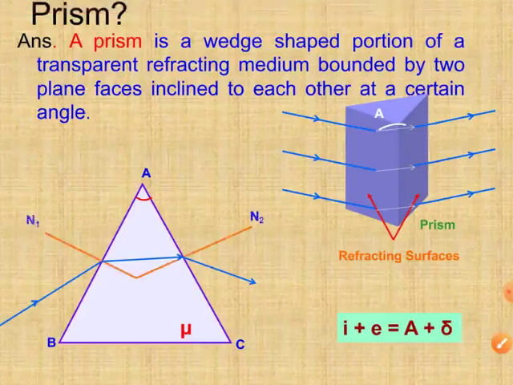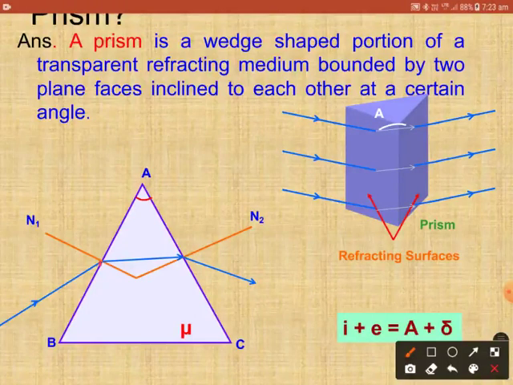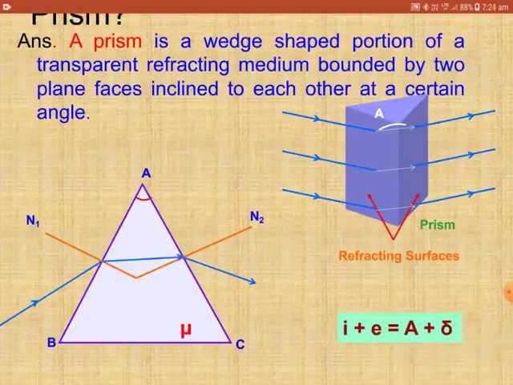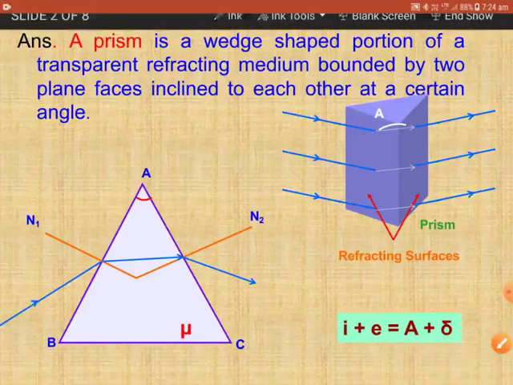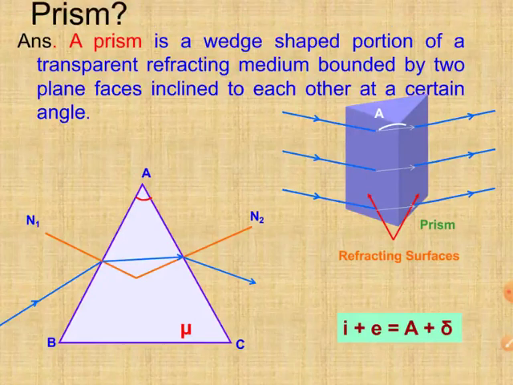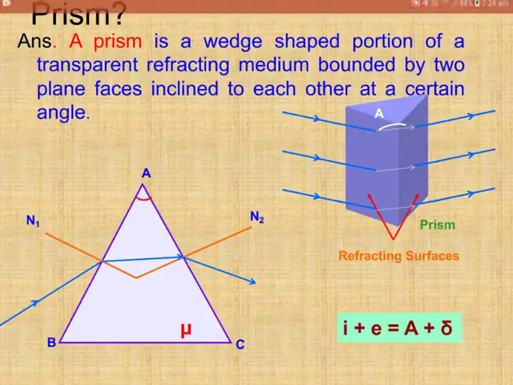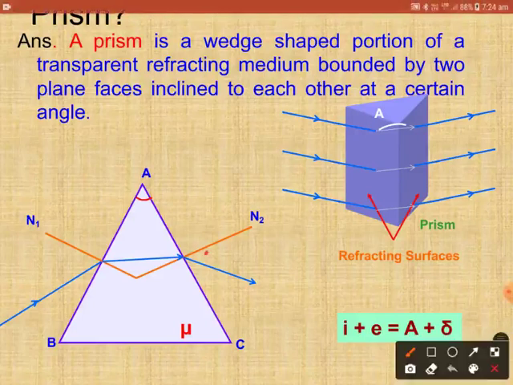Let's take it that these are the normals at the point of incidence. This is the point of incidence and this is the point of emergence. The angle between the incident ray and the normal we call the angle of incidence. The angle between the normal and the refracted ray we call the angle of refraction. And another angle here, between the normal and the emergent ray, we call the angle of emergence.